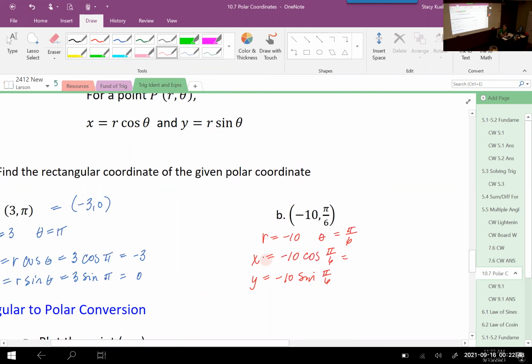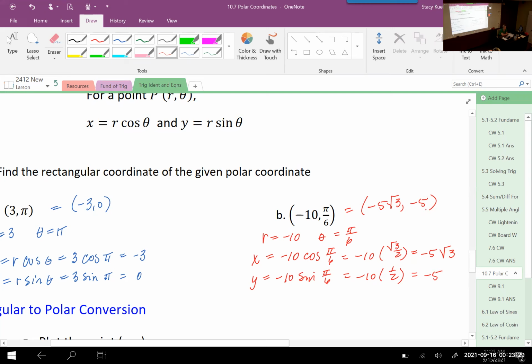So what do we get? My x coordinate would be -10 times the square root of 3 over 2, or in other words, -5 square roots of 3 if I simplify. And the y coordinate would be -10 times 1/2, or in other words, -5. So -5 square roots of 3, -5 is the equivalent rectangular form, just using the forms of our conversions we already know.